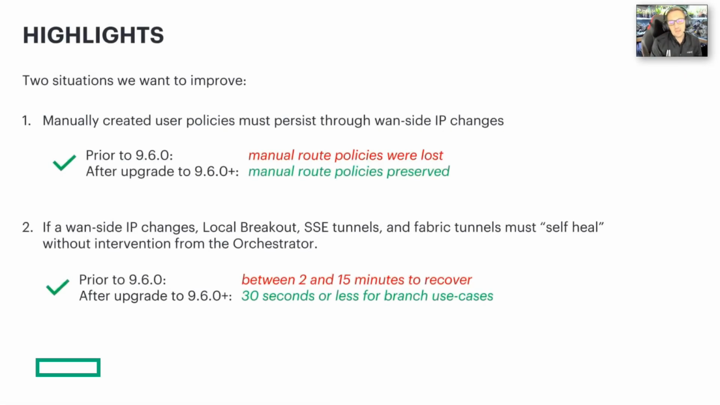Two primary outcomes of this feature. One, prior to 9.6, if the WAN side IP changes, your manual route policies are lost. They just get removed by the orchestrator. We don't even tell you about it. We just remove them. After you upgrade to 9.6, even if that WAN side IP changes or something changes with the WAN side interface, your manual route policies will persist. They will remain in effect, so that when the IP is restored, the manual route policy will continue to operate.